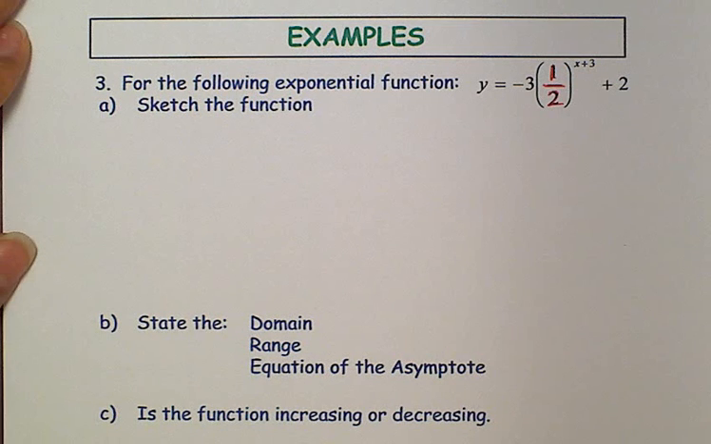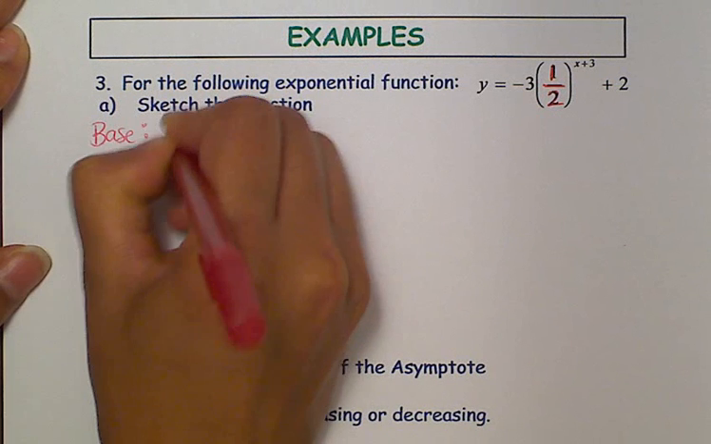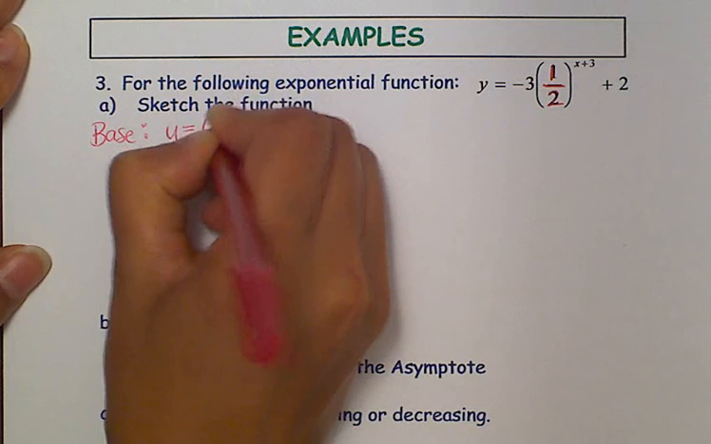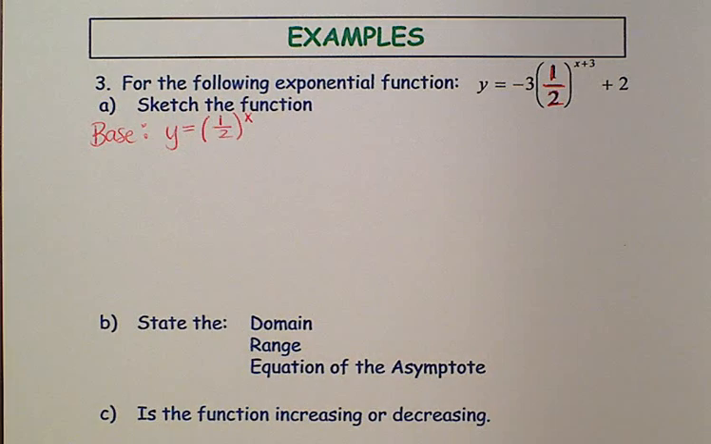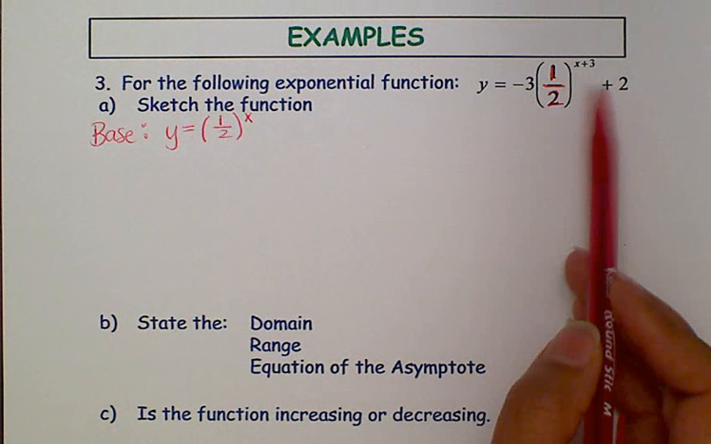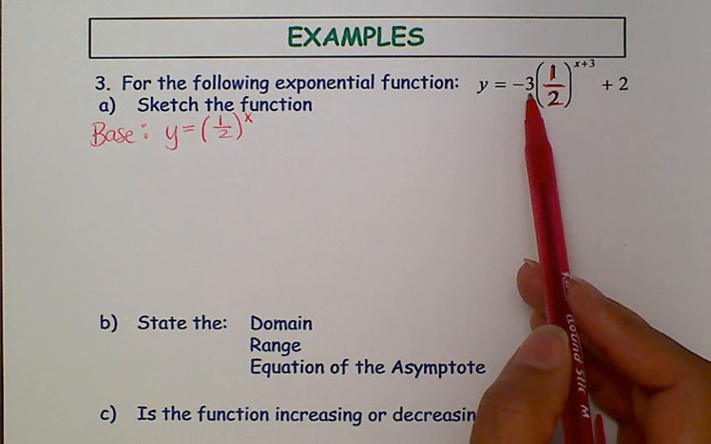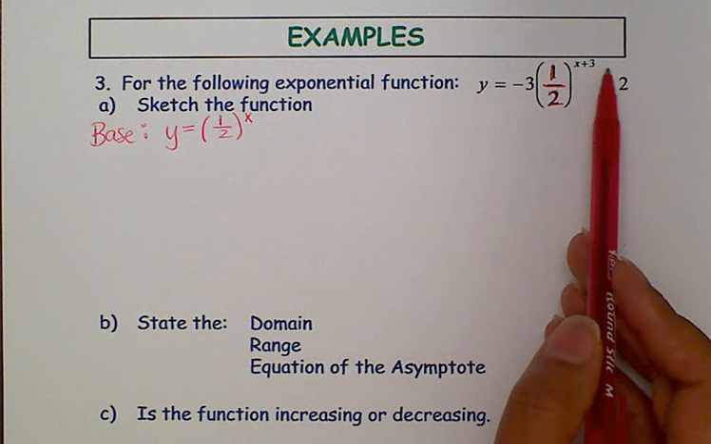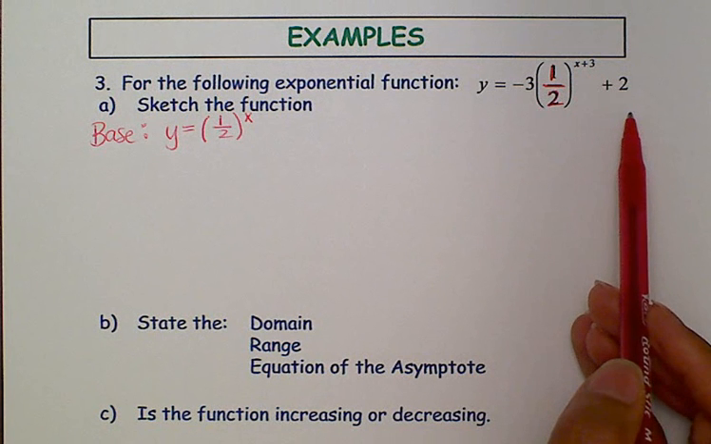So here's our base function. Y equals 1/2 to the exponent x. So that's actually our base function. All the other numbers that you see in this equation are the different transformations that are being applied to the base function. So the negative 3 is one transformation. Well, negative 3 is actually two different transformations. The plus 3 on the exponent is another transformation, and the plus 2 at the end is our last transformation.